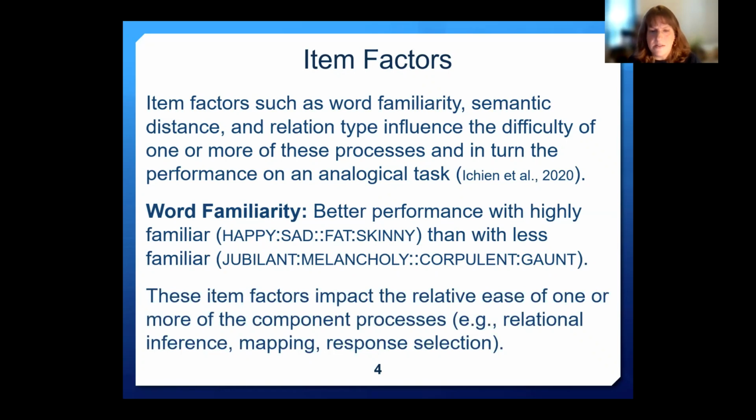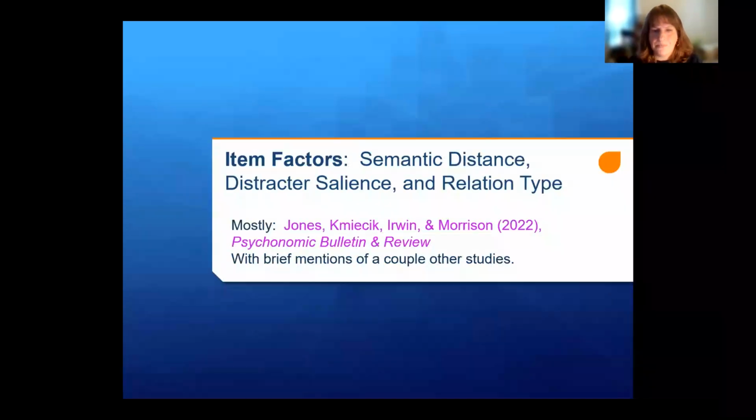These item factors, the semantic distance in particular, and distractor salience and type of relation, all affect one or more of the component processes, and the relative ease and the accuracies on the analogy.